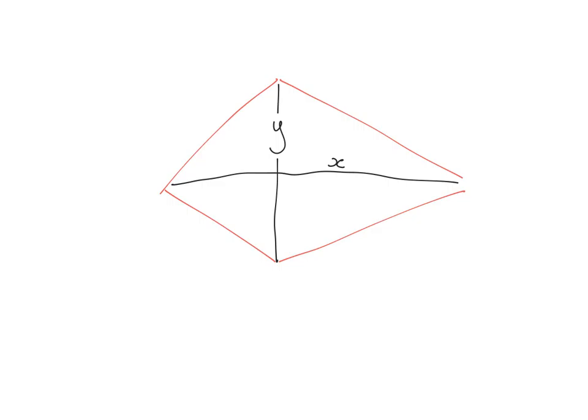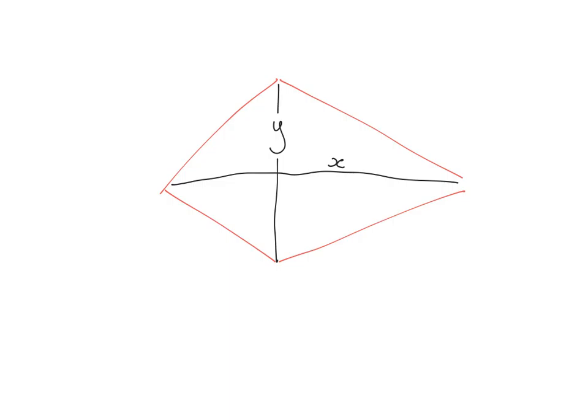If I was to find the area of this triangle, it would be half of y times x. So half base times height. Half of half y times x. Same for this one. It would be half of y times x times a half. Essentially, I've got two triangles here.